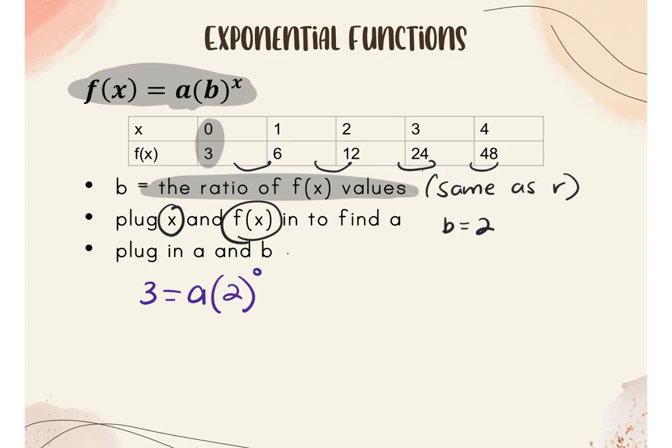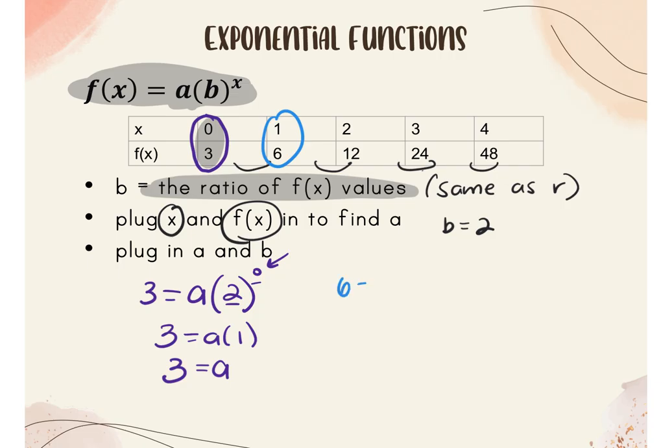So if I have the 0 input value, hopefully this makes sense, because 2 to the 0 becomes 1. 3 equals a times 1. And that means you have a. So if given the input being 0, you already have a. That's your initial value.